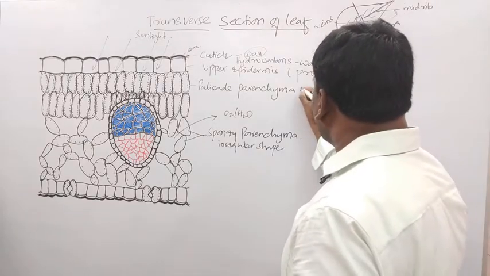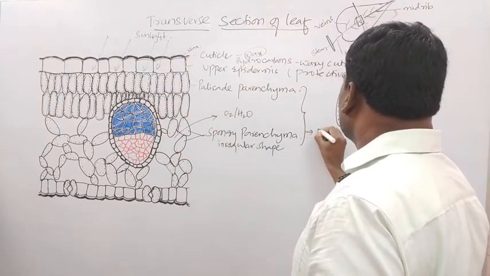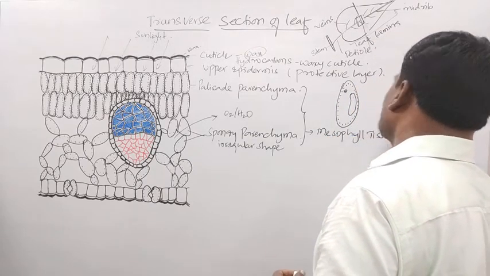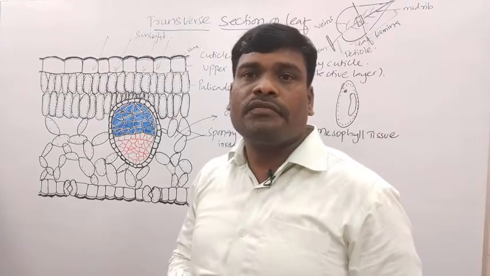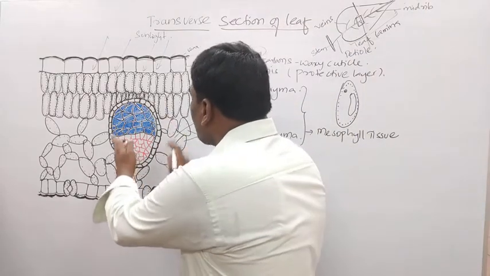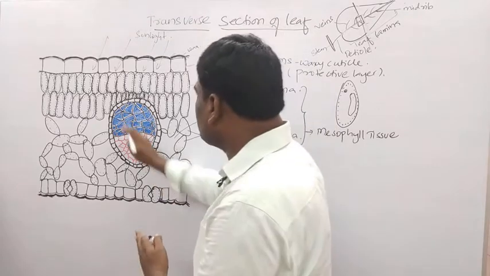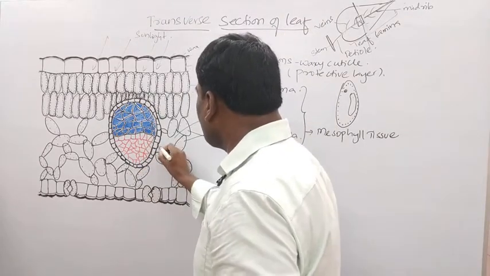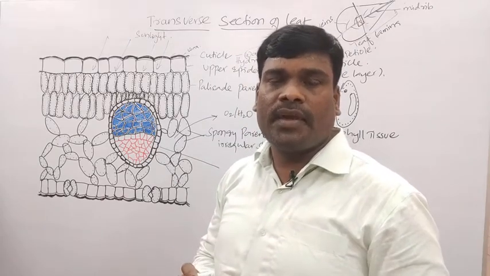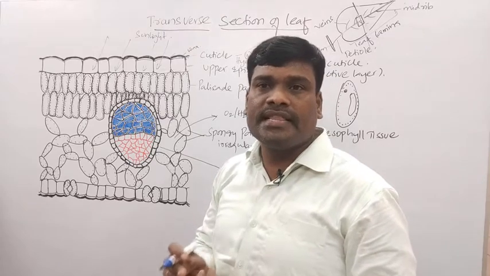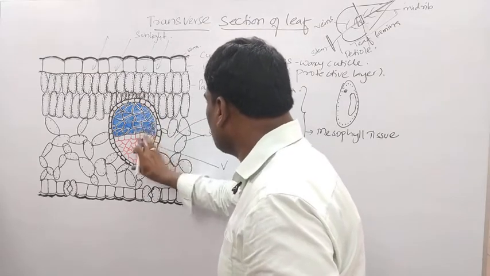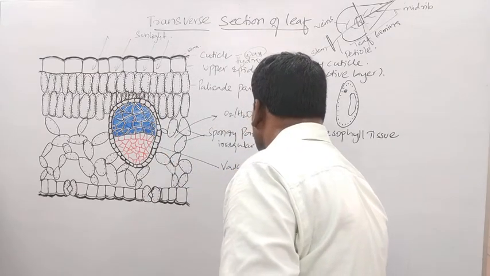So this palisade parenchyma and spongy parenchyma together we call as mesophyll tissue. And there is a bundle called a vascular bundle. It consists of vessels. We will see what vessels are present in this. So this structure we call a vascular bundle.